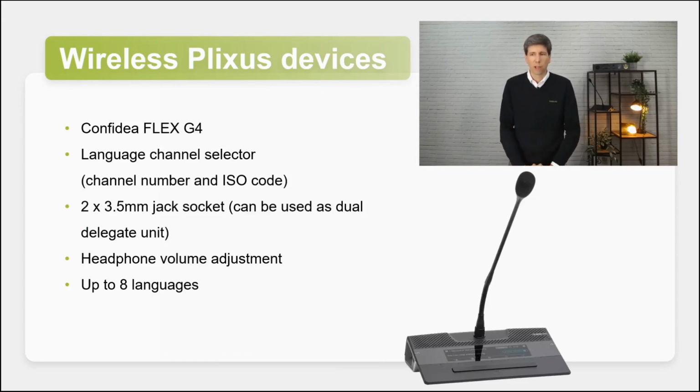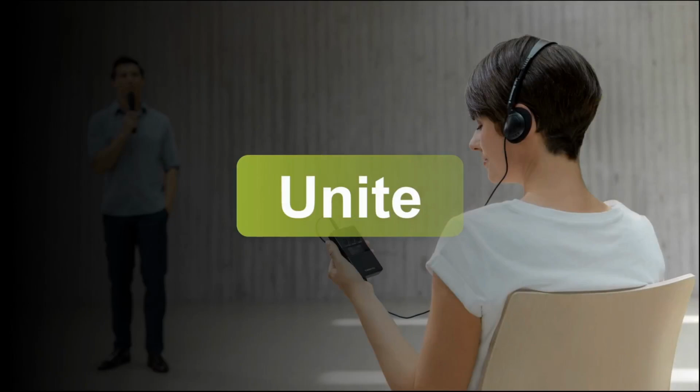It can work with Confero Flex G4. You have a language channel selector, again, as I said. It has two headphone units, on the left and the right, and it can be used for dual delegates. So if two delegates are using one unit, one can put the headphone on the left side, one can put the headphone on the right side, and they can select their own language independently from each other. For wireless, there is a limitation. You only have up to 8 languages. So if you have a setup with more than 8, it will take the first 8 for the wireless devices. Okay, so that is language distribution on Plexus units.